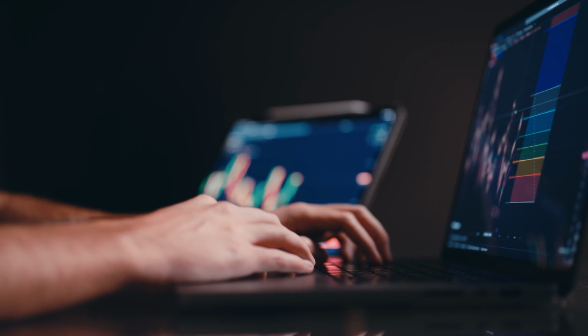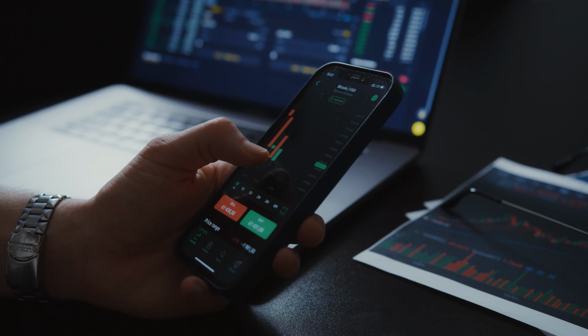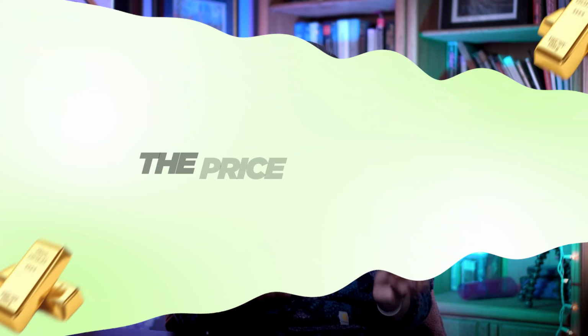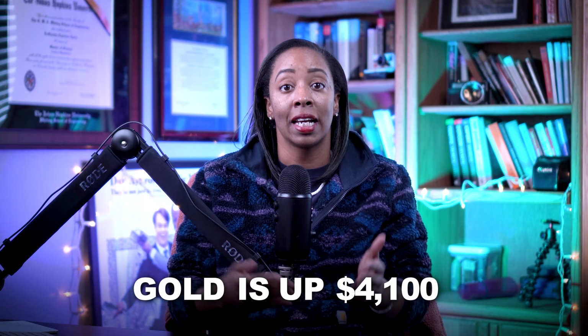Now, let's say that futures feel a little too advanced for where you're at right now. That's cool, no problem. There's another path that you can take, and that is gold ETFs. The most popular one is GLD, which stands for SPDR Gold Shares. It is designed to track the price of gold, and it trades just like a stock. You can buy it, you can sell it, you can even hold it long term if you want to. So if gold moves up 1%, GLD moves roughly the same, even though it's not exact. The price per share usually sits around 1/10 of gold's actual price. So let's just say, for example, that gold is at $4,100, then GLD will be around $410. Even though there's some weird calculation, it's not going to be exactly that.